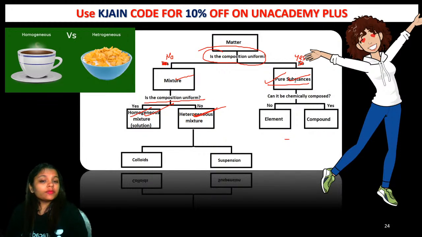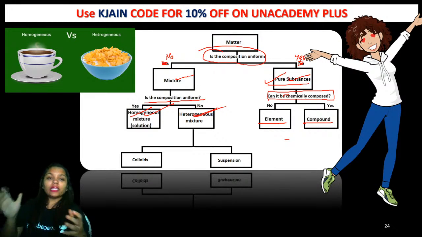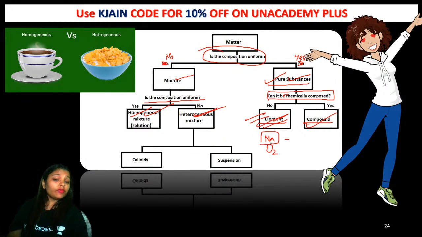Similarly, a pure substance is divided into two categories, that is element and compound. If it is chemically composed of different elements, like oxygen and nitrogen, then we can say that this is a compound. Otherwise we will say that this is an element. For example, if we have only sodium, then this is an element. If we have oxygen, with two oxygen atoms, it is an element. For a compound, like water, it is composed of oxygen as well as hydrogen, so this is a compound.